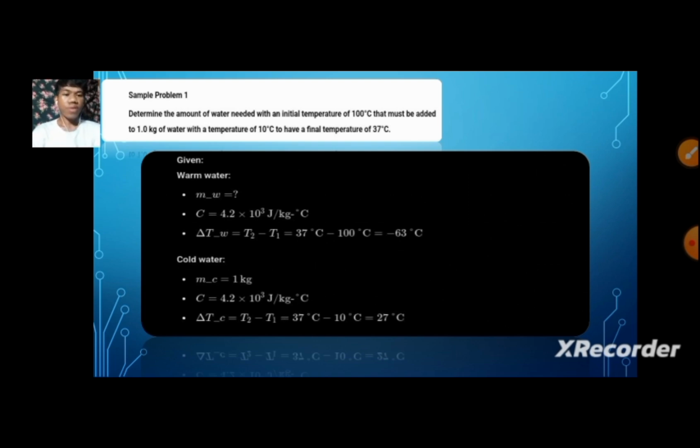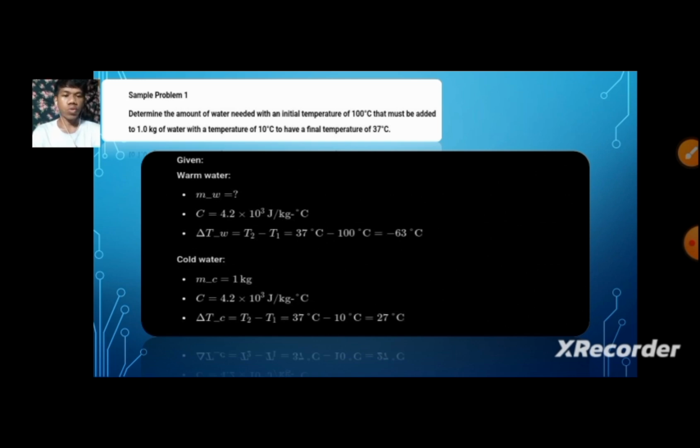And we also have the delta, which is in temperature. Delta T_W is equal to T final minus T initial, which is equal to 37 degrees Celsius minus 100 degrees Celsius, which is equal to negative 63 degrees Celsius. That is the delta.